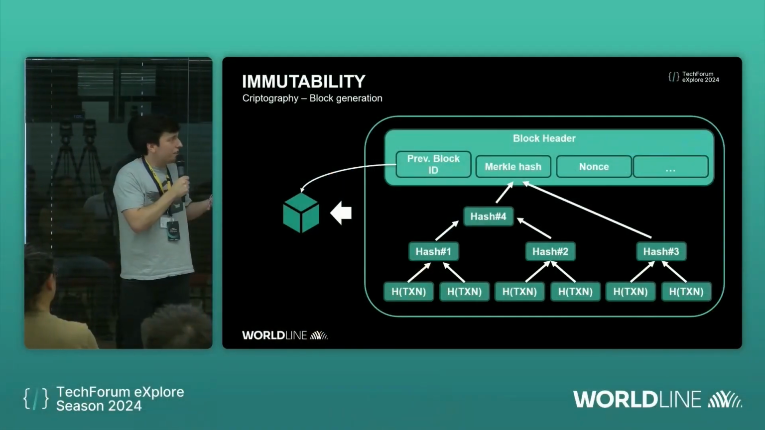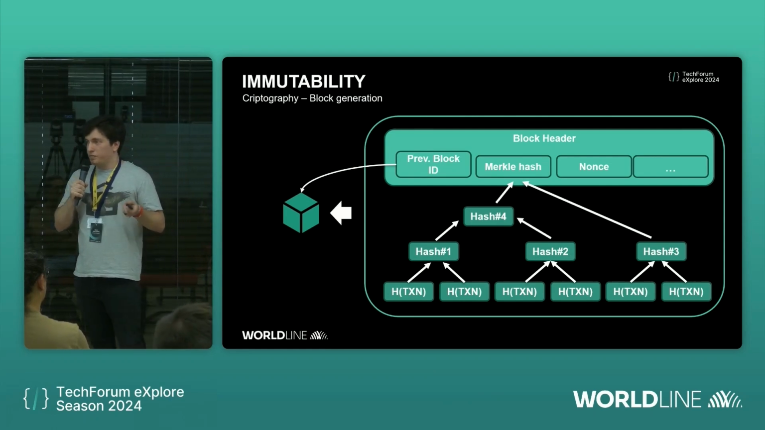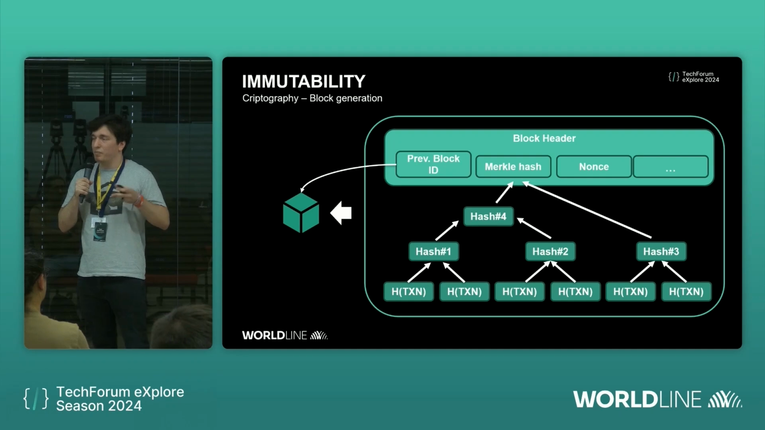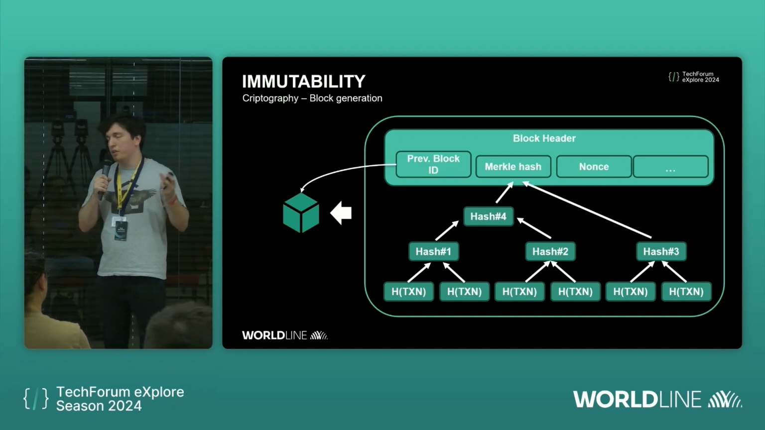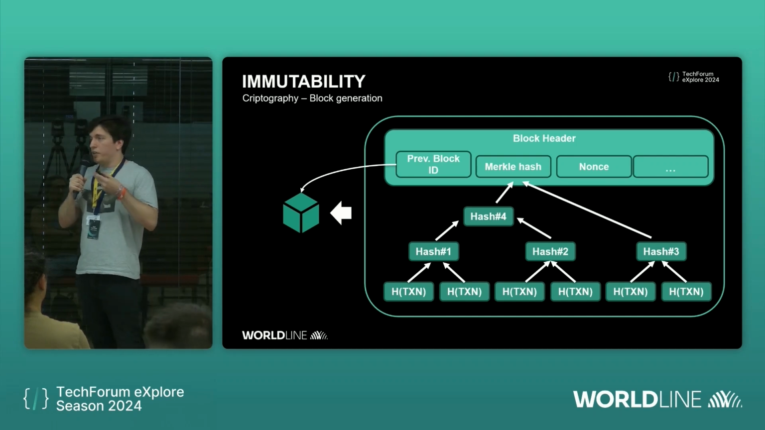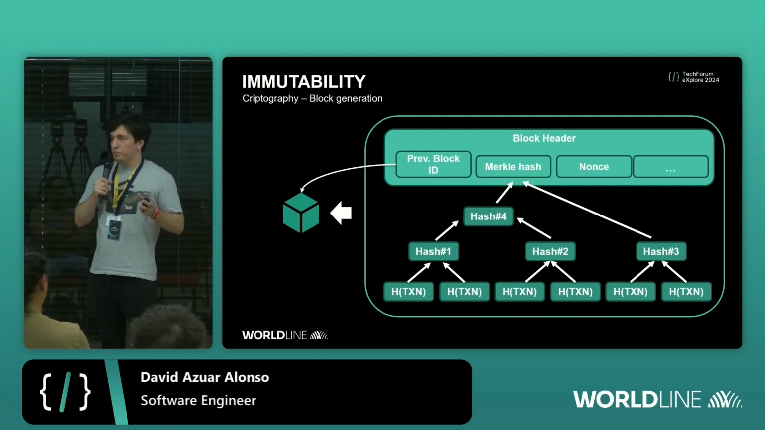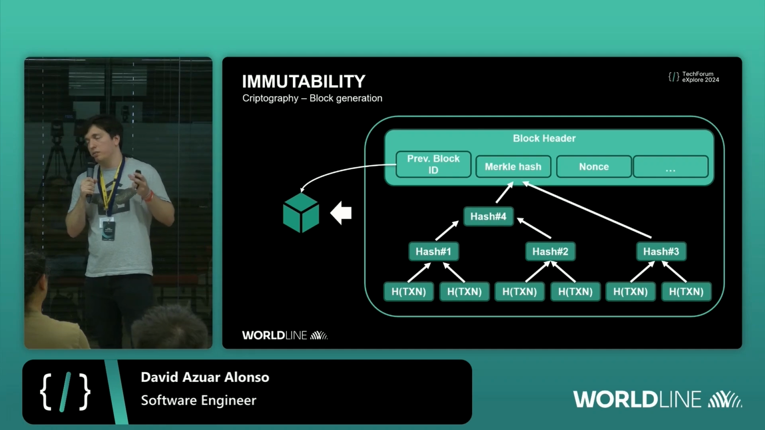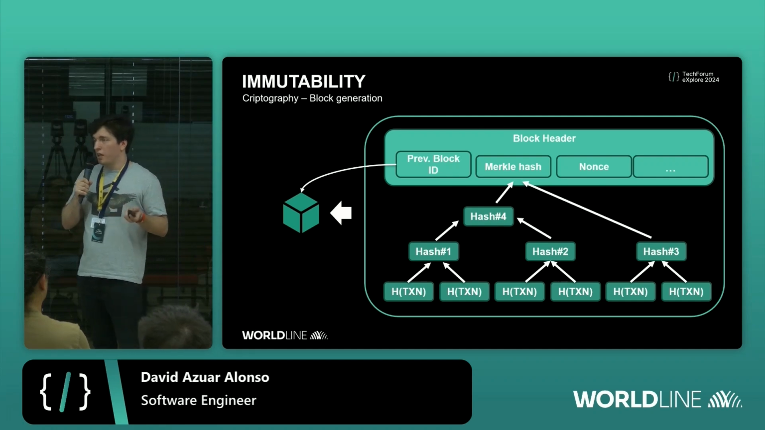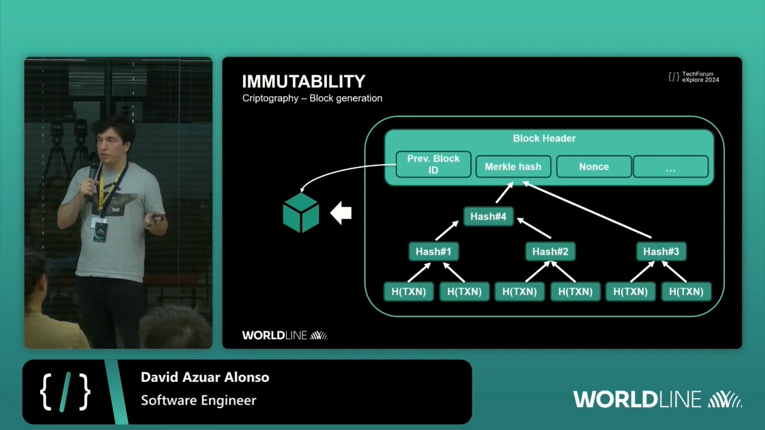The first one is the nonce, or non-repeatable number, which is the field that the miners need to iterate over in order to find the new hash ID that complies with the condition that the network set. And the other one is the Merkle hash. The Merkle tree is a data structure that is similar to a binary tree, in which each of the leaves of the tree is a hash of a data block.